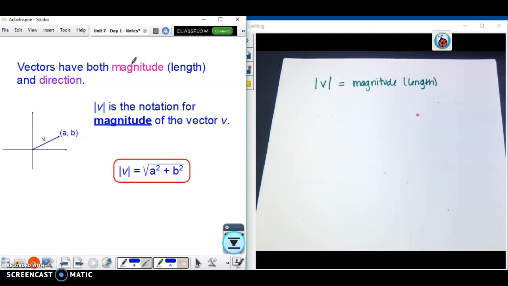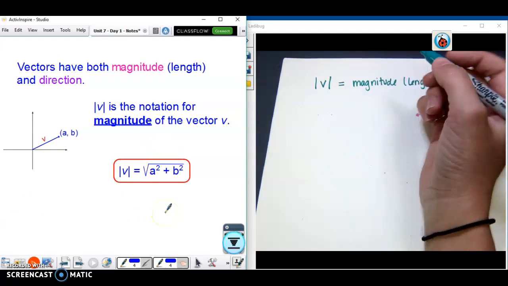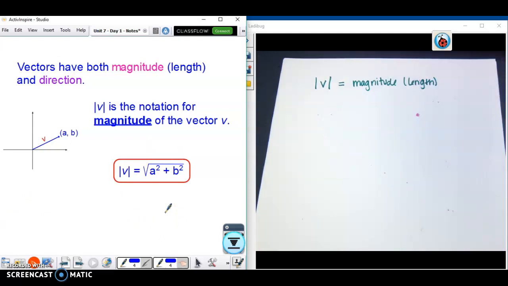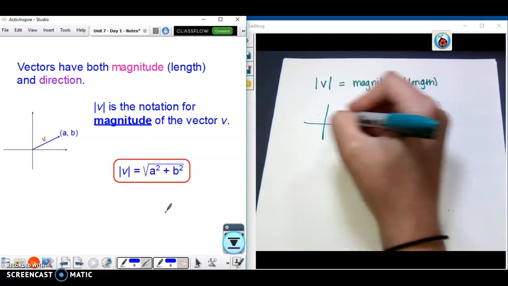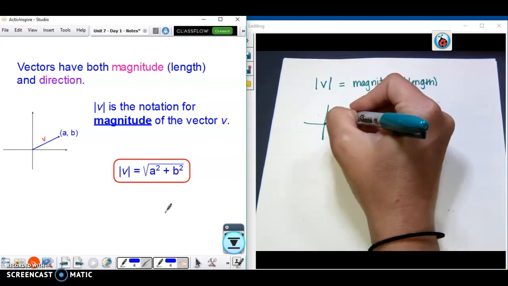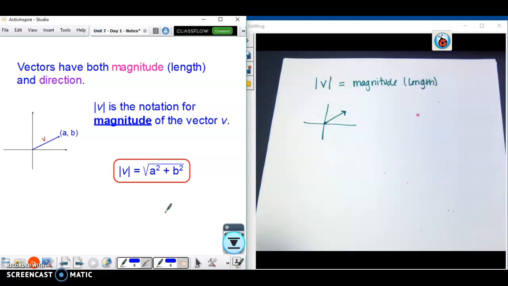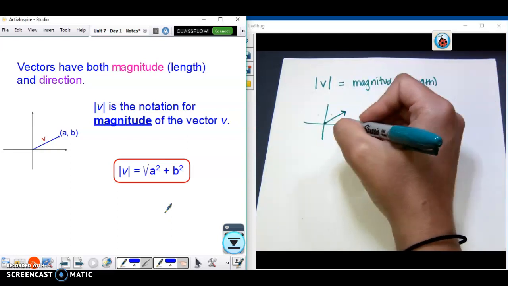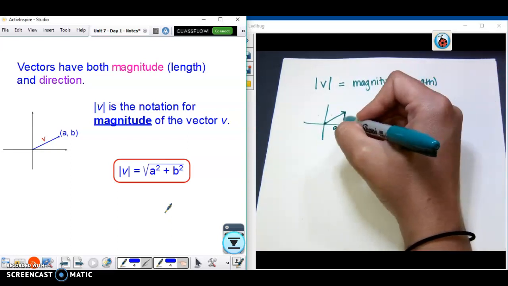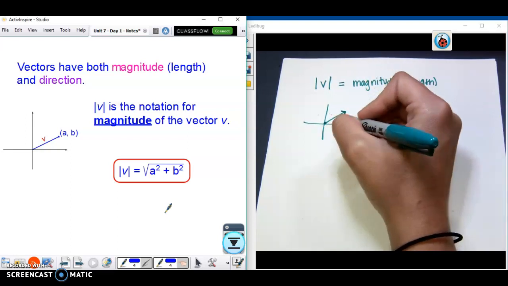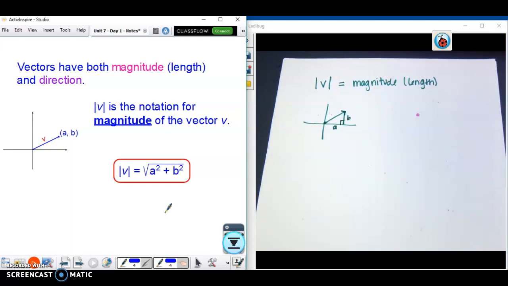Okay, so the magnitude formula, which is on the slide here, comes from the Pythagorean Theorem. So let me draw this. Say the coordinate is (A, B). If you went to the right A spaces and went up B spaces, and you wanted to figure out how long this was, that makes a right triangle there.